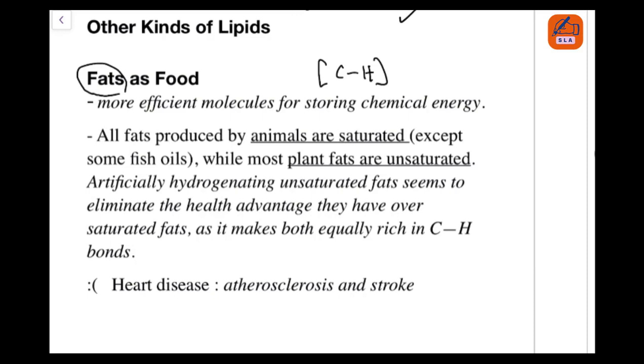But we also have plants which produce fats, and plant fats are basically unsaturated, so most of the time they are oils.